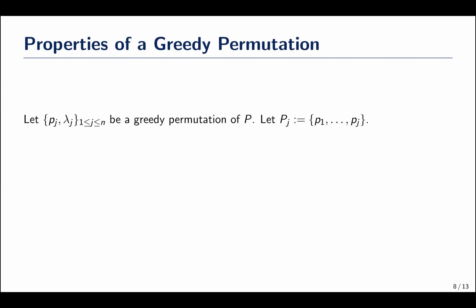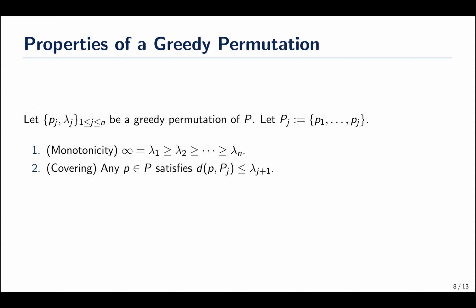Again, the properties of a greedy permutation, Pj, lambda j, are the following, and I will also write big Pj for the first j points. First, we have monotonicity. So lambda 1 is infinity, the distance from the first point to the empty set, just by convention. And then all the other insertion radii will be smaller and smaller until lambda n is just the distance from the last inserted point to any other point in the point cloud.